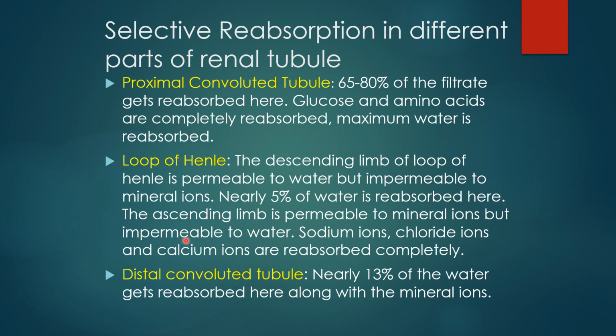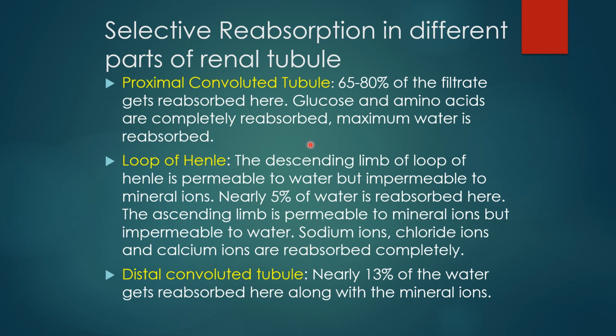Whereas the ascending limb of loop of Henle is permeable only to the mineral ions and impermeable to water. So the sodium ions, the chloride ions, and calcium ions are reabsorbed completely. Now, in the distal convoluted tubule, nearly 13% of the water gets reabsorbed along with mineral ions. So you can see over here different kinds of usable substances like water, mineral ions, glucose and amino acids are getting reabsorbed in different parts of the renal tubule.